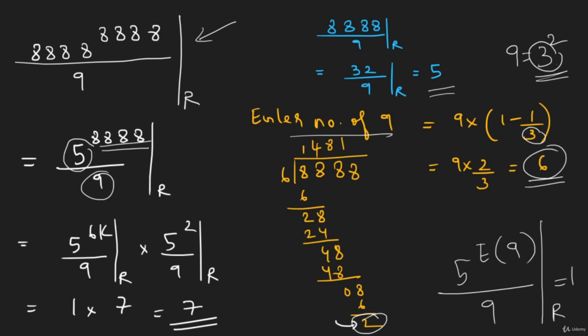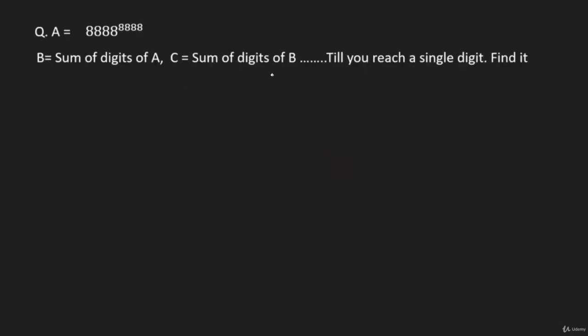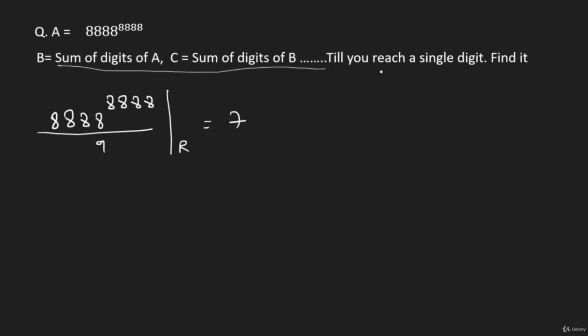Alright, so we have seen that this question over here can be rewritten like this, right? And we have seen that if you solve this, you will get a remainder of 7. Therefore, if you keep doing what is mentioned in the question till you reach a single digit, this single digit over here will be 7, and that is our answer.